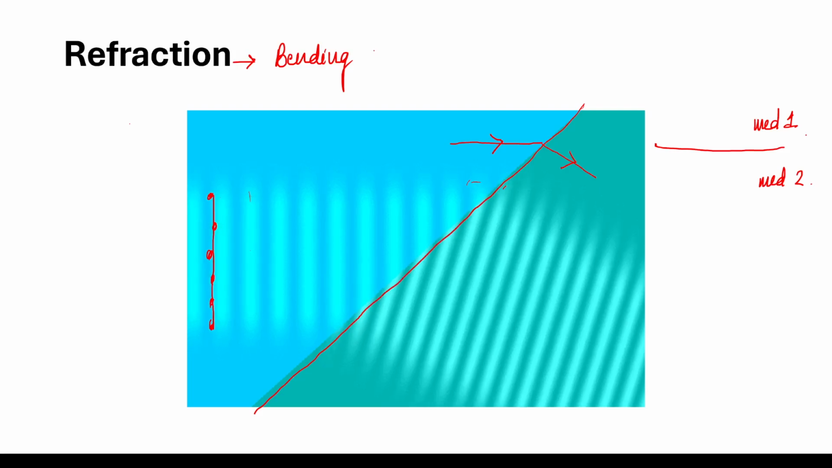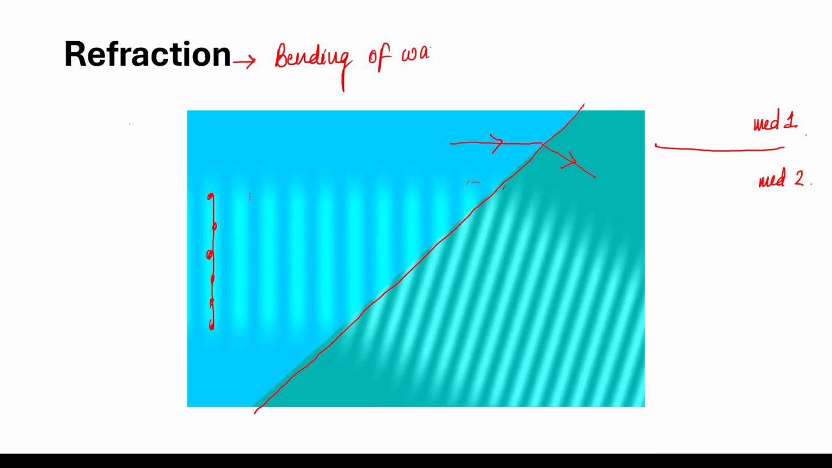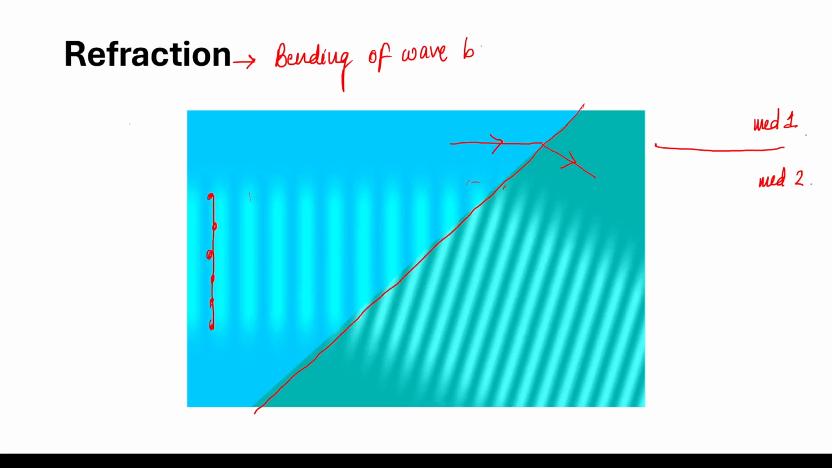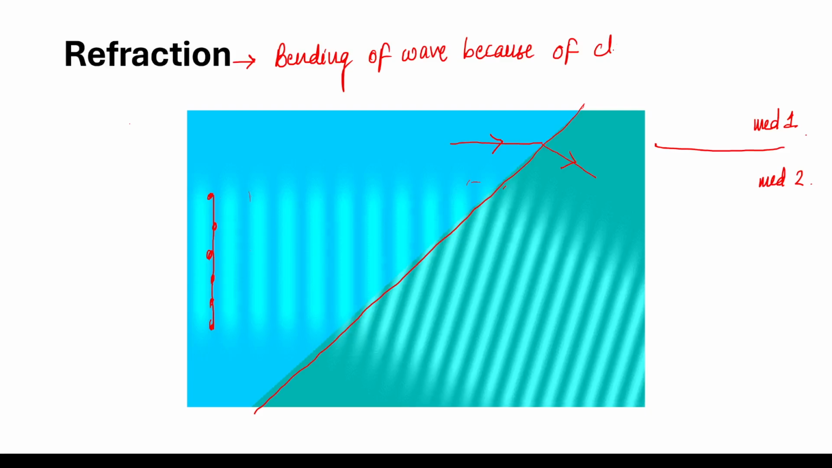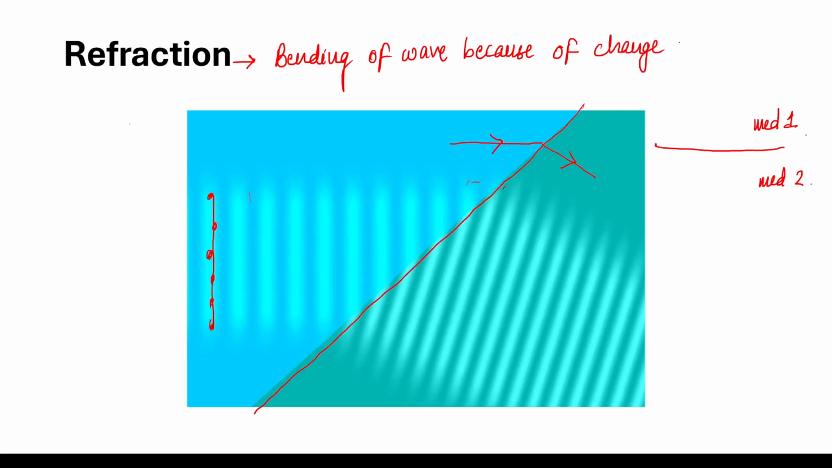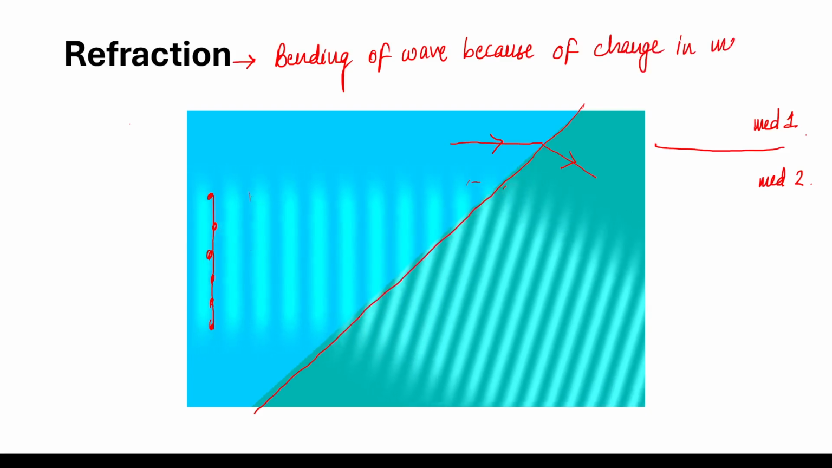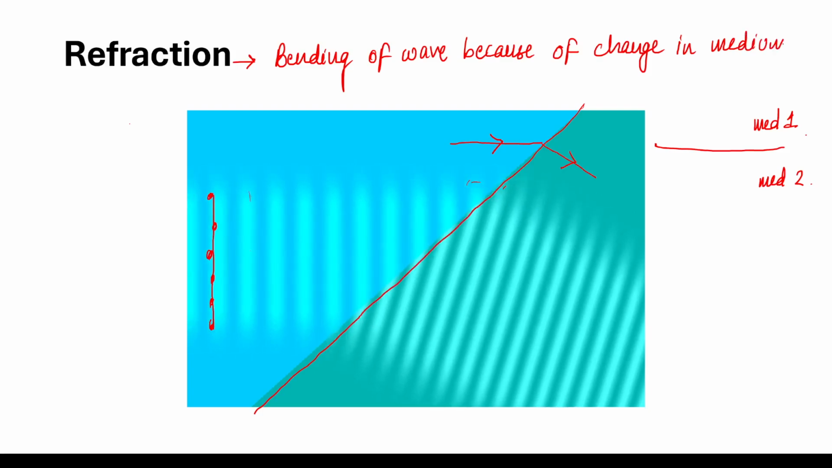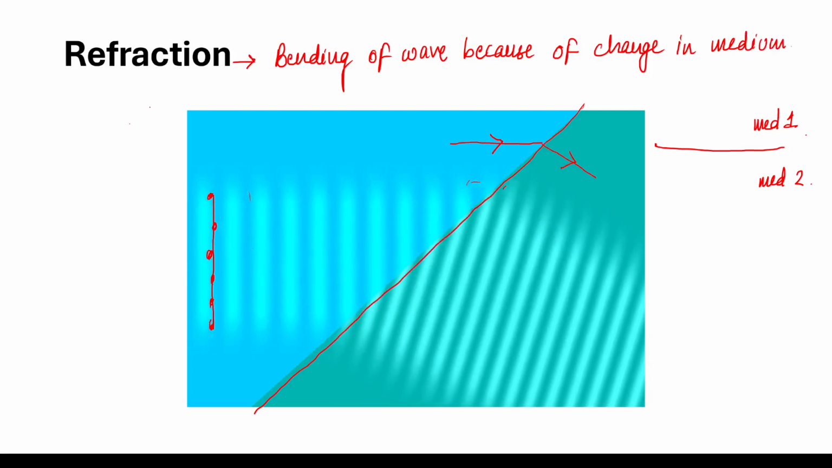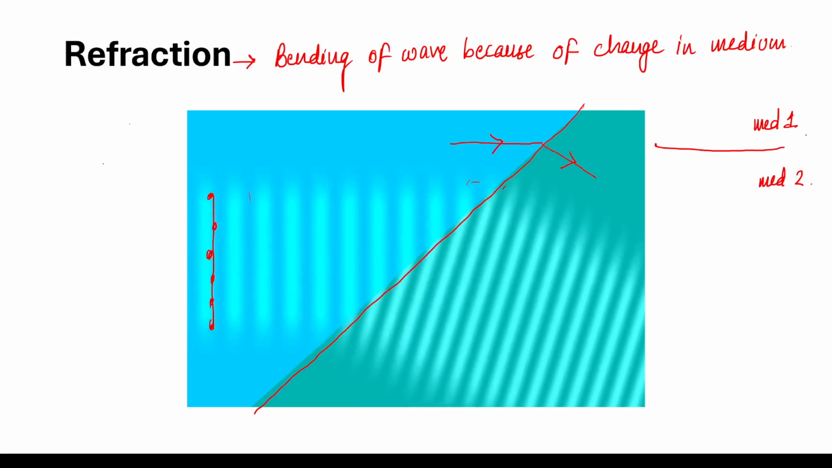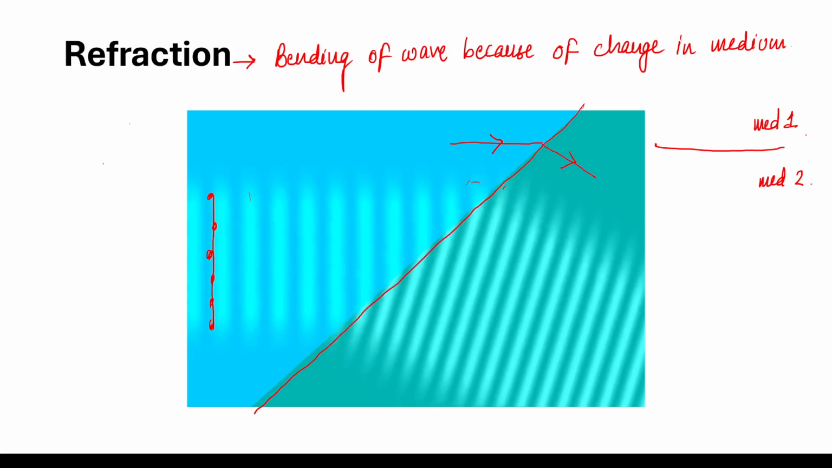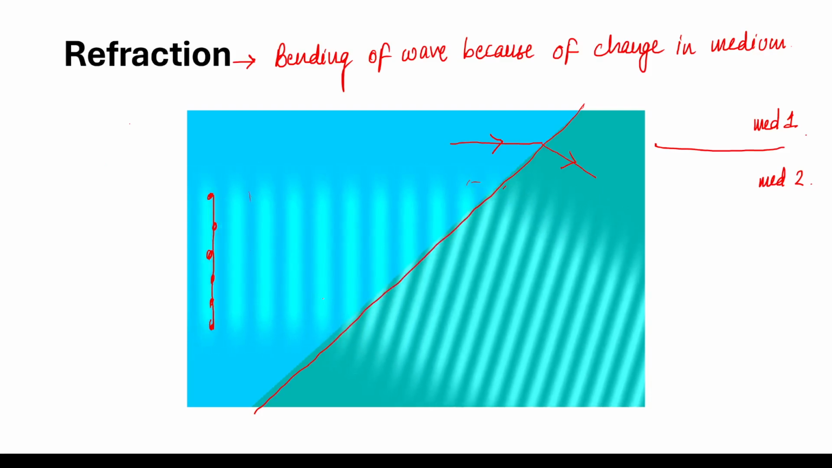So bending of wave, why does it bend? What's the reason for bending? Because of change in medium. That's your refraction. Now, why? What's the reason? Why, whenever the medium changes, does the wave bend? It is just because the speed changes.